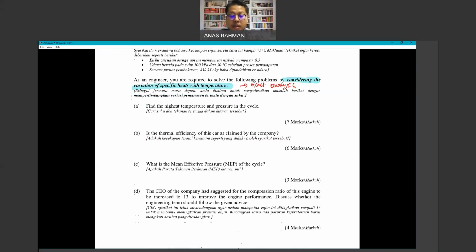For C, you need to calculate the MEP. I'm going to highlight over here. The name itself is mean effective pressure. Unfortunately, many students did not write down the units. Hence, the answers that they have given in the test for MEP are in units other than the pressure unit, which is kilopascal. So we'll have a look later.